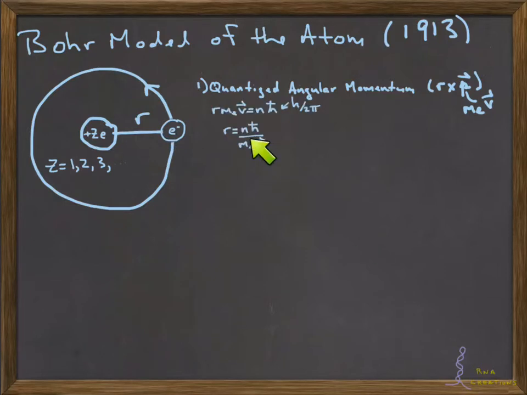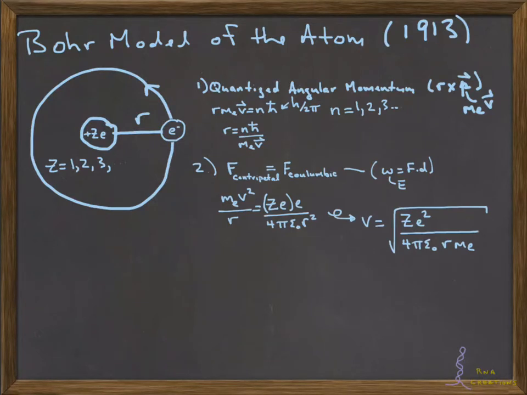We can then look at the equation for quantization of angular momentum. The angular momentum here on the left is equal to n times h bar. H bar is equal to h over 2 pi, and n is a quantum number, the principal quantum number, and n takes on values of 1, 2, 3, and so on. Once we have this equation, it can be rearranged to solve for r as equal to n h bar over the mass of the electron times velocity.